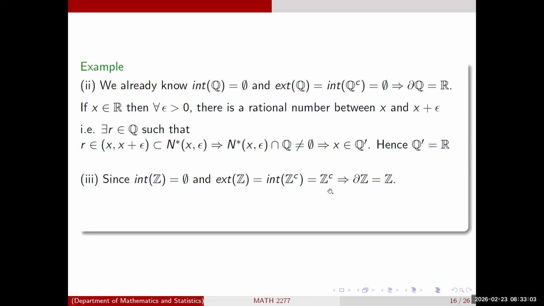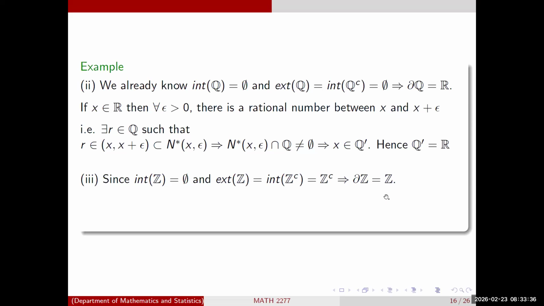Okay, and if you take all of the real numbers and remove from them Z complement, so take all the real numbers and remove everything that is not an integer, what are you left with? You're left with the integers. If you take all the real numbers and remove from it Z complement, you have Z. So in other words, the boundary of Z is itself.